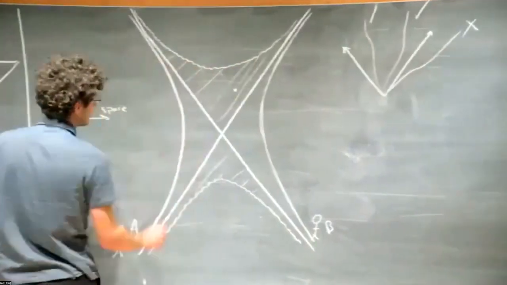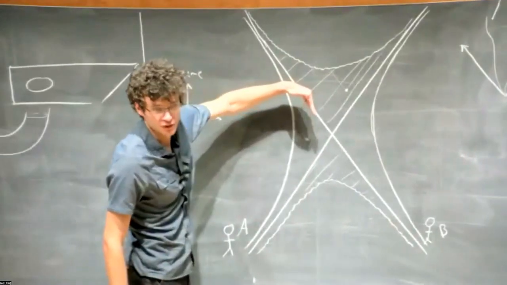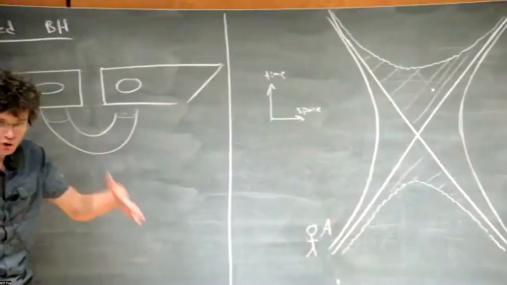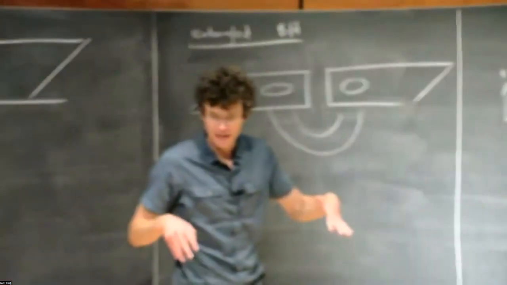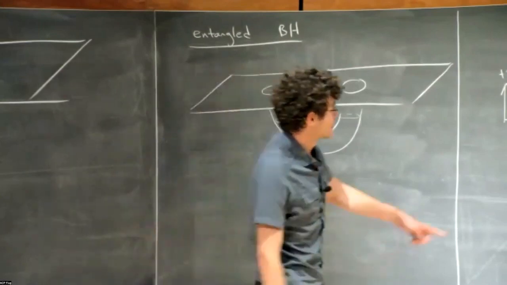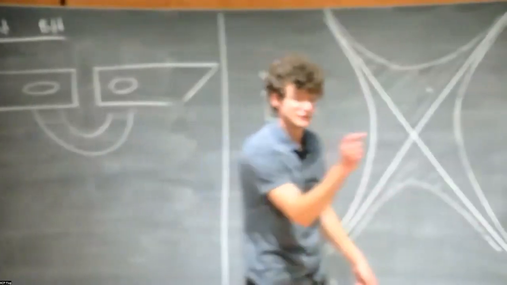Alice is doing the same thing. She has a different horizon, this one over here. So what this whole space-time describes is two black holes. Alice is outside one black hole, firing her rocket engines, trying to move this way. Bob is outside his black hole, firing his rocket engines, trying to move that way.